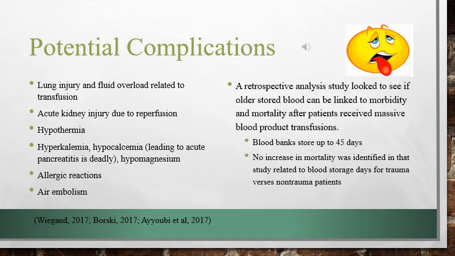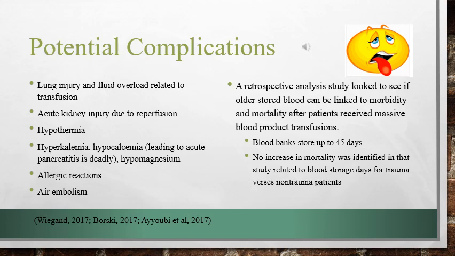Potential complications that can happen from using your rapid infuser. Obviously, we can end up with some lung injuries and some fluid overload. So that's a key number one complication. You can also end up with some acute kidney injuries because of reperfusion, all right? And then you've got hypothermia that can develop.